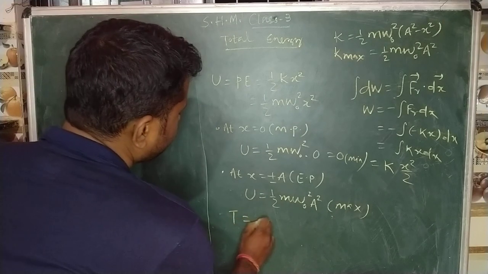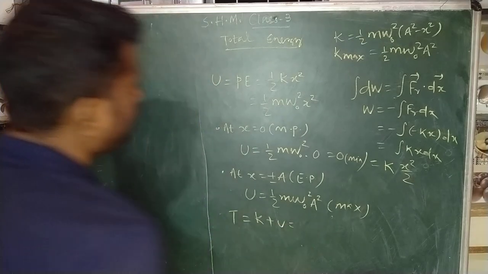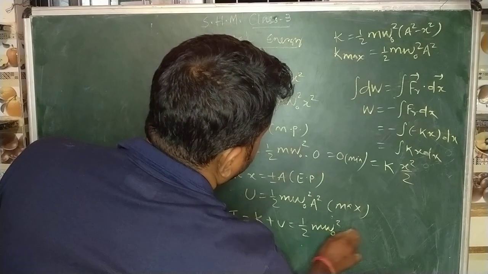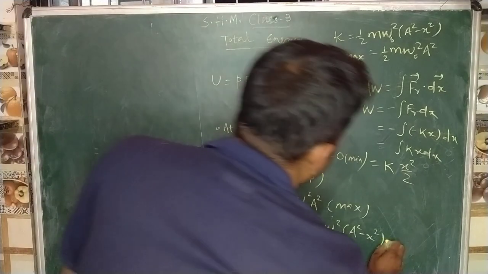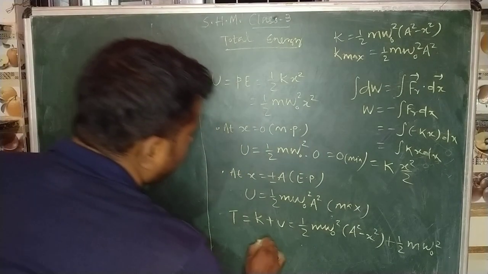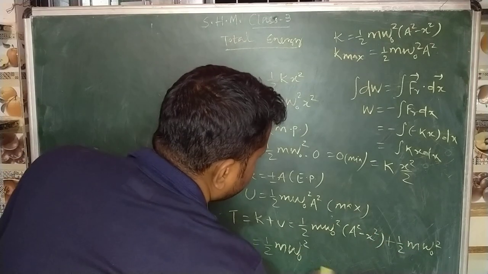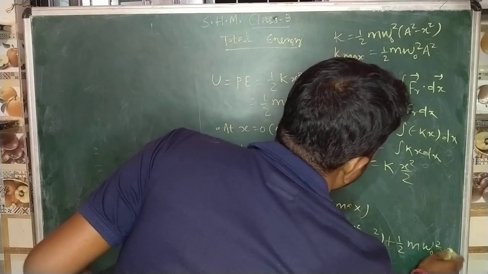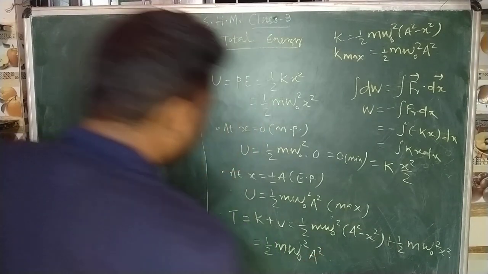Total energy E is K plus U. Kinetic energy plus potential energy. Kinetic energy is half m omega naught square (a square minus x square) plus potential energy U, which is half m omega naught square x square. We cancel half m omega naught square x square, and we get half m omega naught square a square.